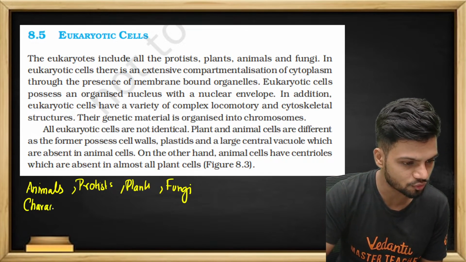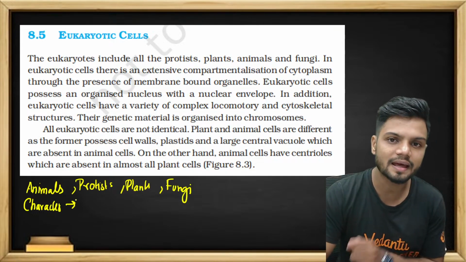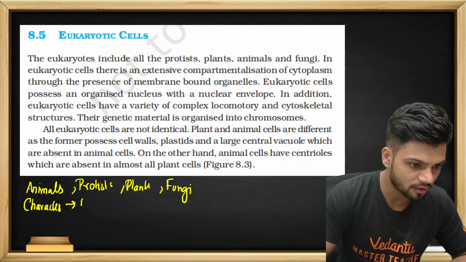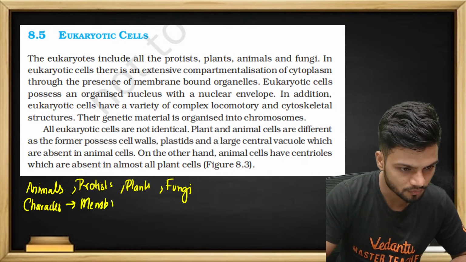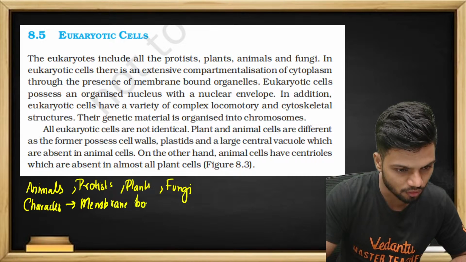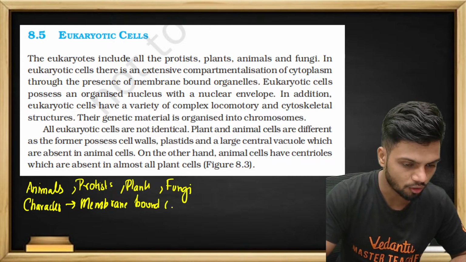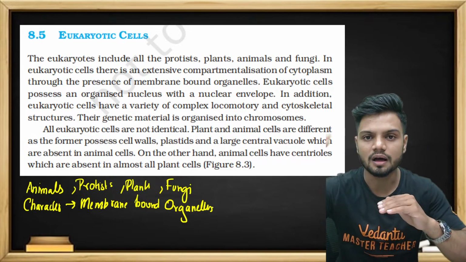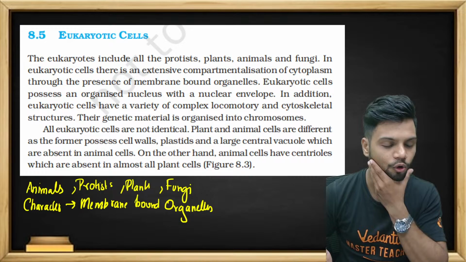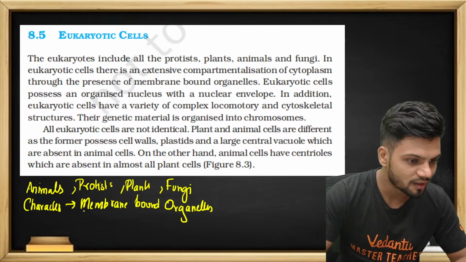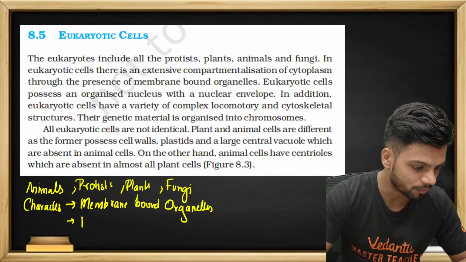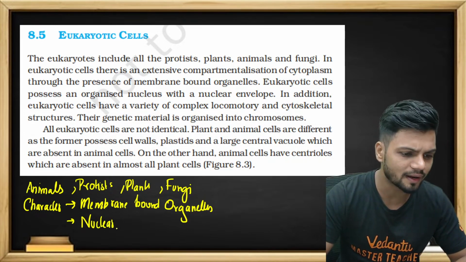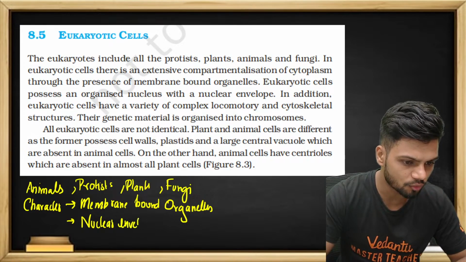Now, tell me some characters of the eukaryotic cell. Obviously, the first character is that all eukaryotic cells have membrane bound organelles. All the organelles will have a separate membrane around them. The second thing is called the nuclear envelope. It's very special because the nucleus is well defined and there is a nuclear envelope here.